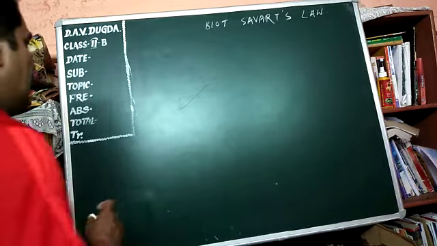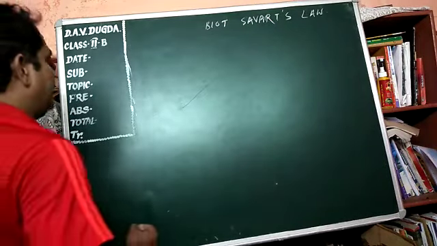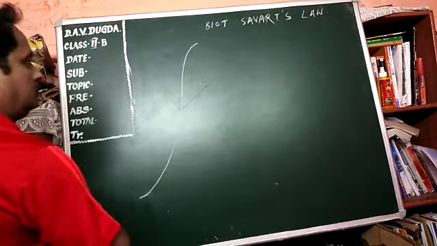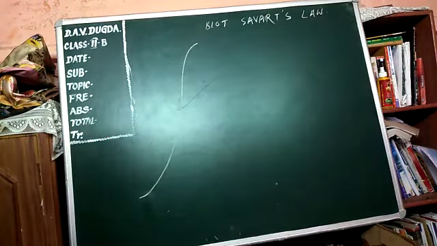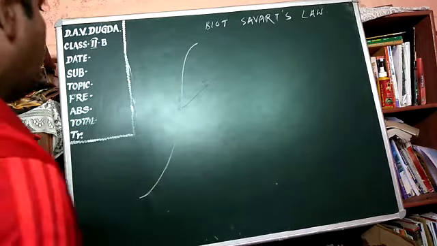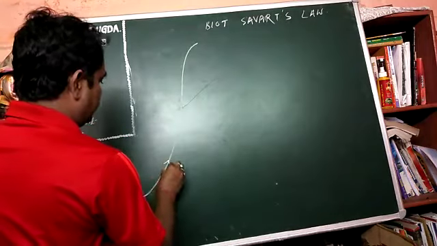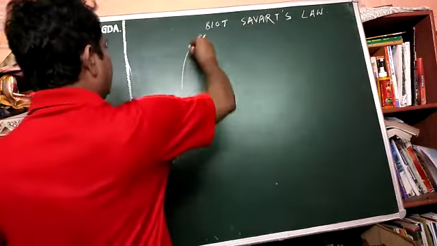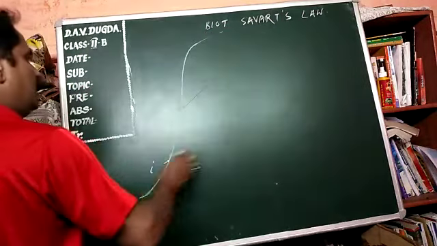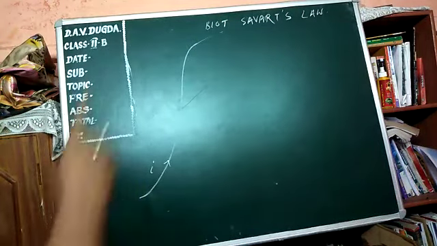Now, this time you will learn a term, current element. What is current element? If this be a wire of randomly chosen shape, and current I is passing through, current is coming, and the wire is not limited to here. It has some extension. I need not bother about the extension of the wire.